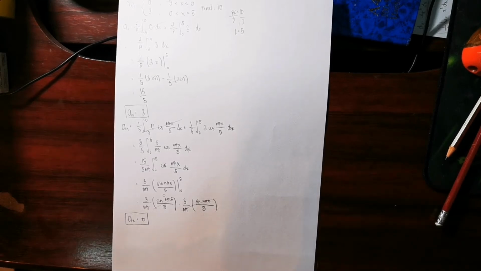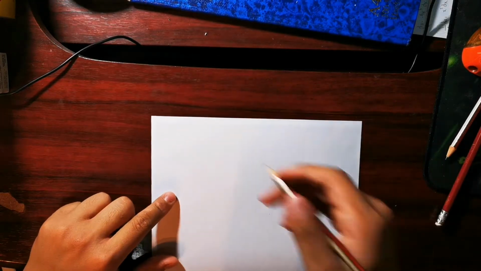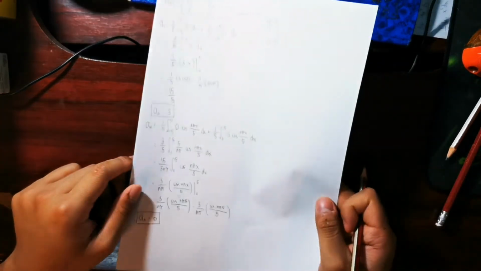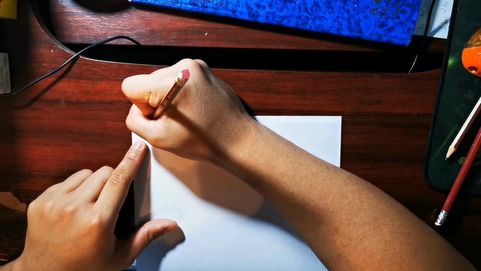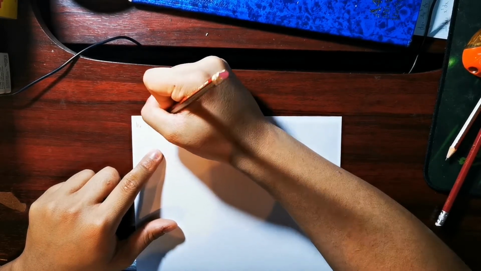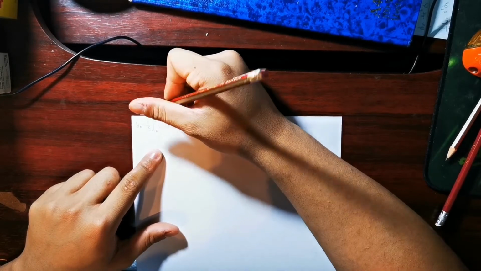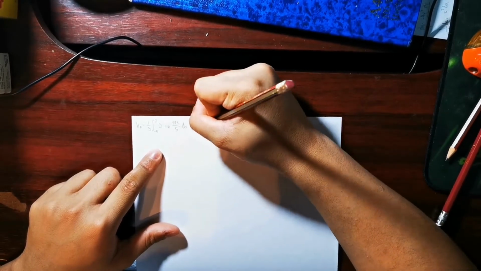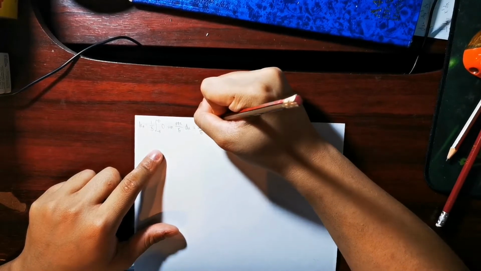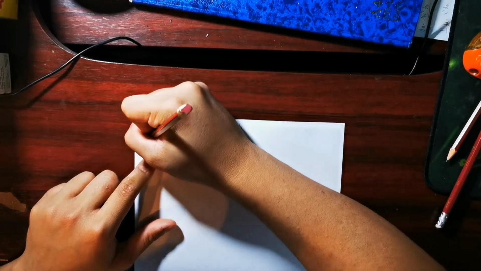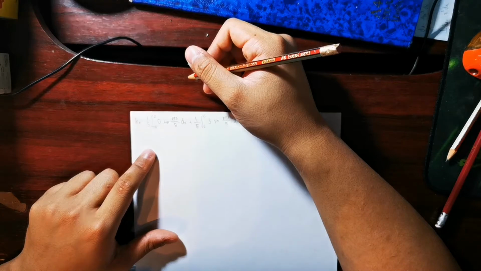And now we will solve for b sub n. B sub n is equal to 1 over 5 integral of negative 5 to 0, 0 sine n pi x over 5 dx plus 1 over 5 integral of 0 to 5, 3 sine n pi x over 5 dx. The first term will automatically be considered as 0.